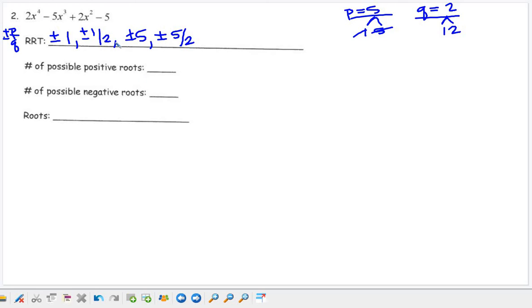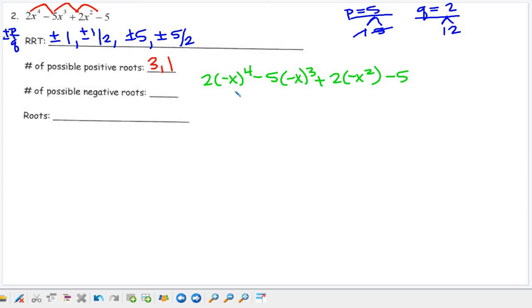So for possible positive roots, I count the sign changes as the polynomial sits. Positive to negative is 1, negative to positive is 2, positive to negative is 3, and then we subtract 2, so 3 or 1. Remember, to get negative roots, we have to substitute in a negative. So I have 2 times negative x to the 4th, minus 5 times negative x cubed, plus 2 times negative x squared, minus 5.